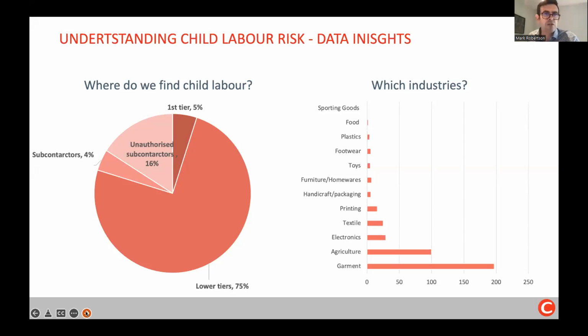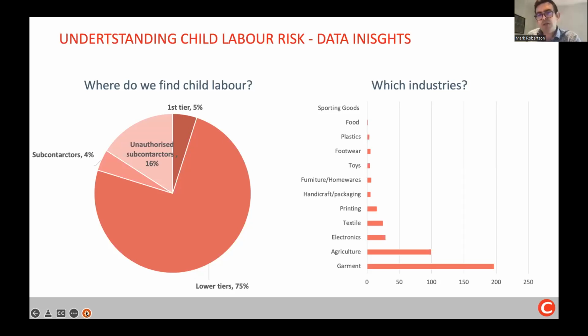So the first thing to note is that the majority of child labour cases which are referred to the centre for remediation are found in lower tiers. That might not surprise you, but whilst we do work a lot with first tier suppliers, the vast majority, 75% of cases, come from lower tiers and also from unauthorized subcontractors. So there's a clear need, with due diligence in mind, to really think about expanding on the processes that you have to monitor risks lower down your supply chain.